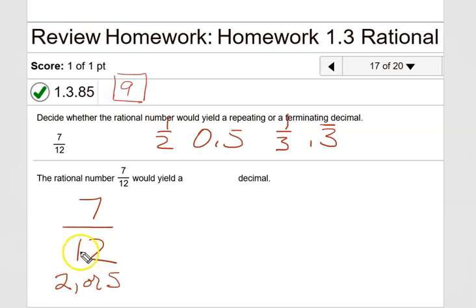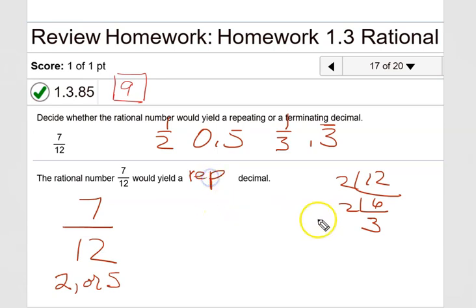So as we look at this, and we factor 12, again, you can do this if you'd like. A 2, you get a 6. A 2, you get a 3. Now we have two 2's, but we also have a 3. Now, this is also done after you've simplified the fraction. So what would be your decision here? Well, this is going to be a repeat decimal because of the 3 and will not terminate.